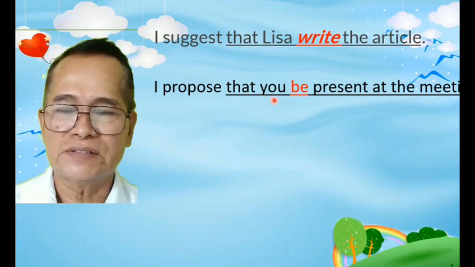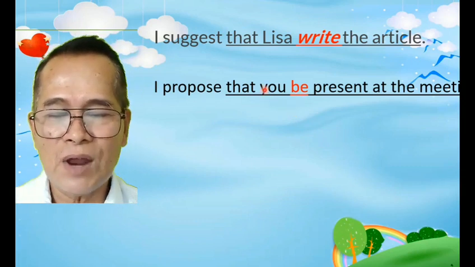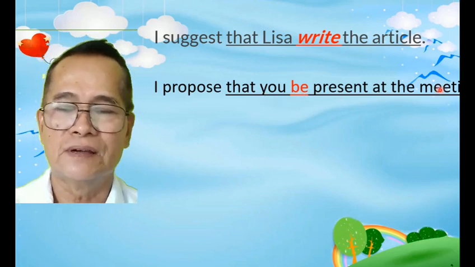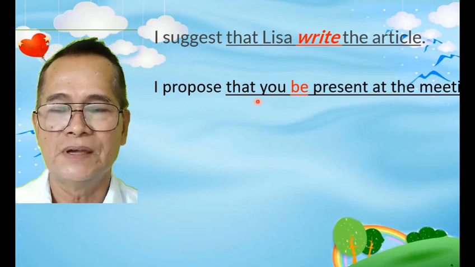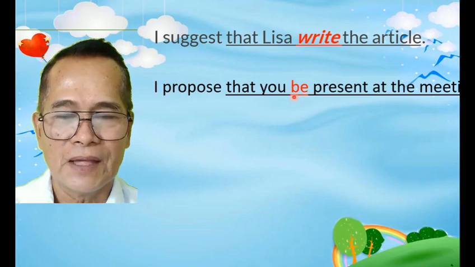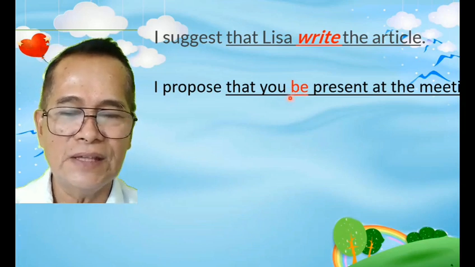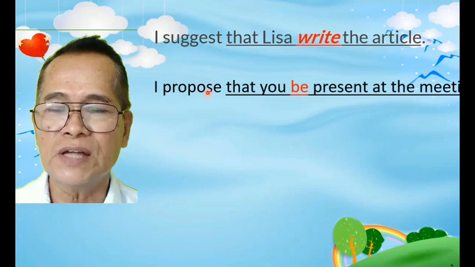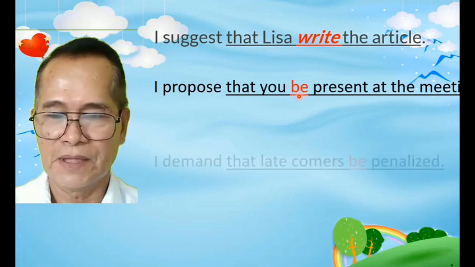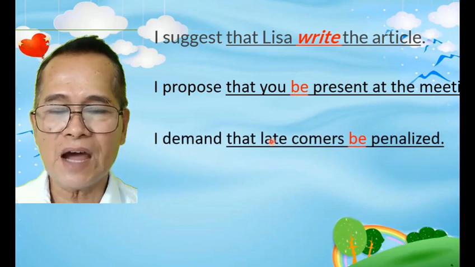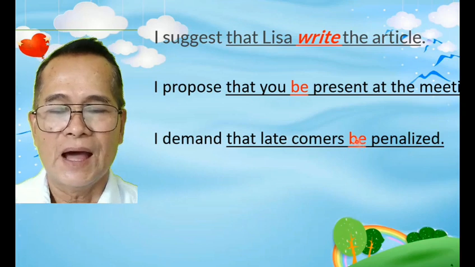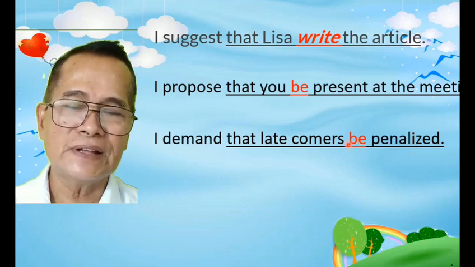Sa ordinary sentence, mula rito, you are present at the meeting. Ganon yon. You are present. Pero sa subjunctive mood, hindi na siya are. Ito ay verb be. Ang gagamitin natin dito ay hindi na are pag subjunctive mood. I propose that you be. Yung are ay papalitan ng be. Okay. Next, I demand that latecomers be penalized. Again, itong be ay siya ang ginagamit kapag subjunctive mood.